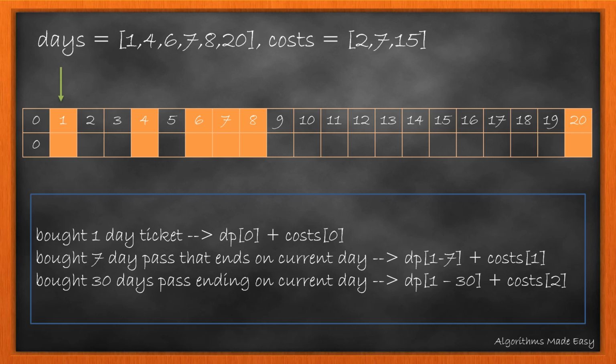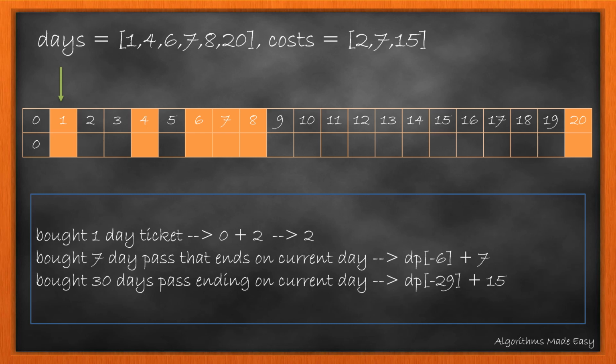Similarly, if I buy a 7-day pass for travel till current day, it will be given by the cost of travel incurred till 7 days before the current day plus the cost of 7-day pass that will cover the current day's travel. This can be given by the equation dp[i-7] plus costs[1]. And on a similar note, the cost of buying a 30-day pass can be expressed as dp[i-30] plus costs[2]. Substituting the valid values gives the first amount as 2.